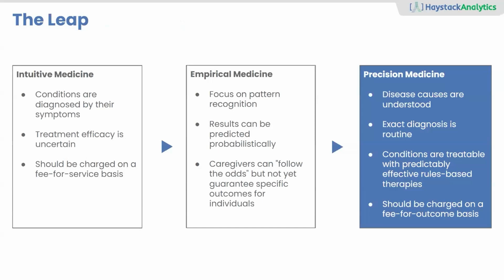So this is basically the contrast between intuitive medicine and precision medicine. In intuitive medicine, conditions are diagnosed by their symptoms. Treatment efficacy is uncertain and may be changed on a trial-and-error basis. Empirical medicine focuses on pattern recognition. Results can be predicted, and the caregiver follows up. But in precision medicine, disease causes are understood, with exact diagnosis and treatment. So many things are helping in diagnosis.